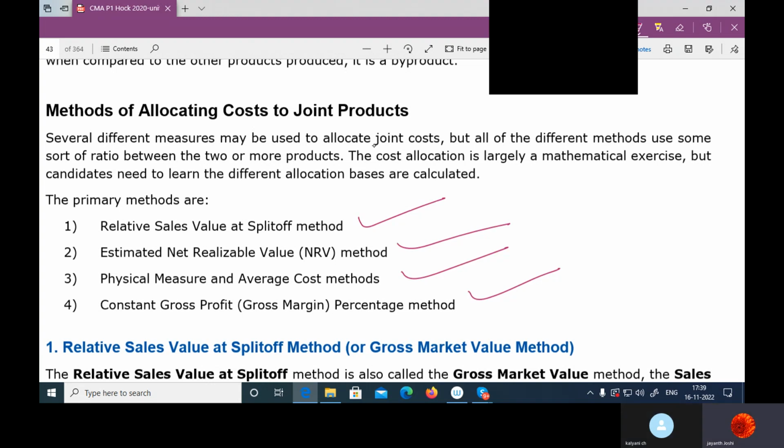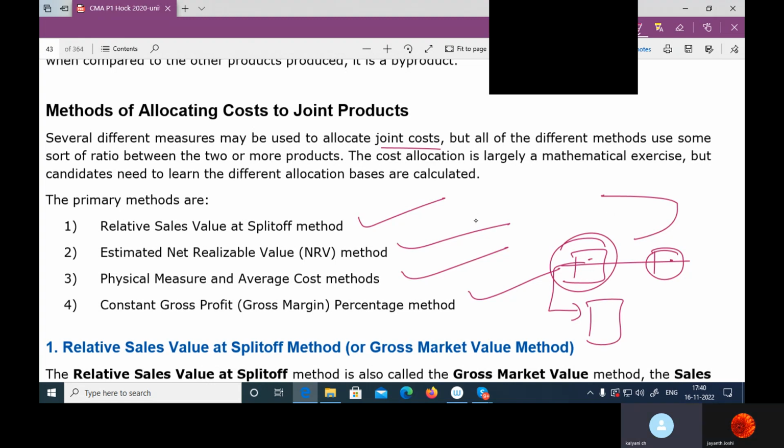Several different measures may be used to allocate joint cost. Your joint cost was pre-separation cost. Now you have to divide that cost between your two joint products. Then you'll be knowing the cost of those two joint products, which in turn will become an input for the next process. If you want this input into the next process, you want to know the cost of this, correct? Then only we can find out the cost of the next upcoming product. All of the different methods use some sort of ratio between the two or more products. The cost allocation is largely mathematical. We have to do the calculations for this.